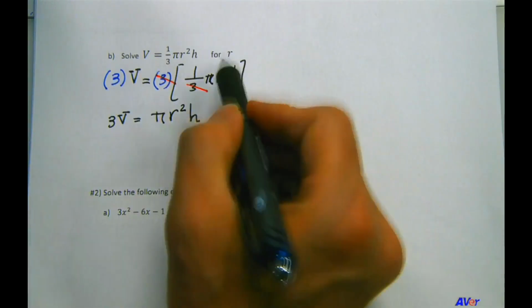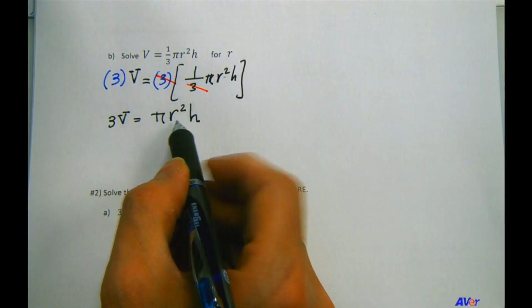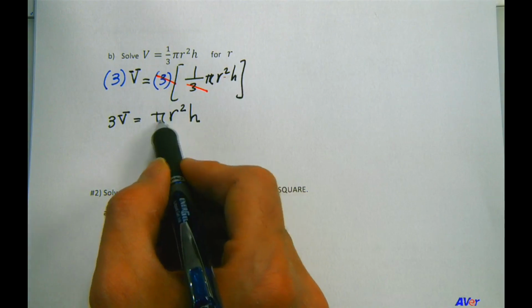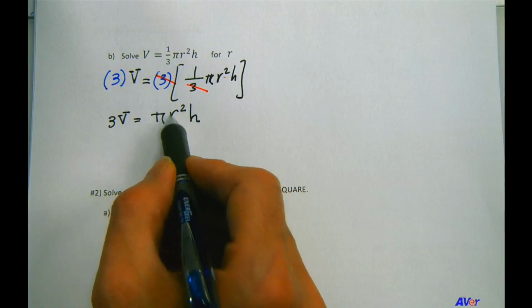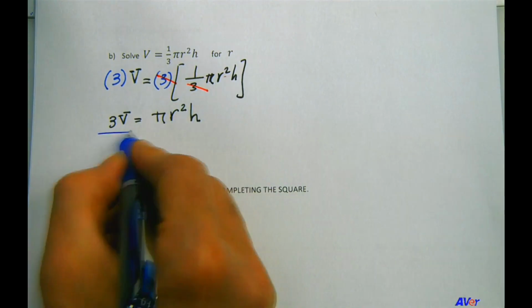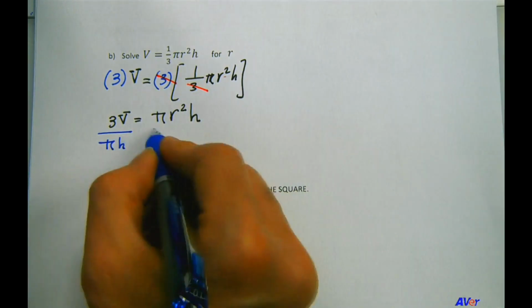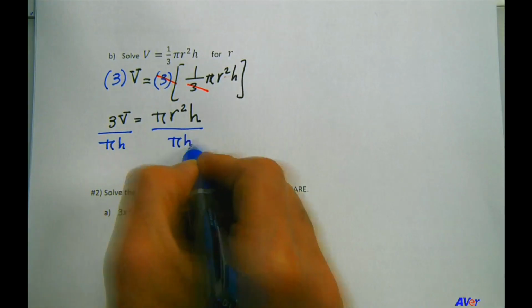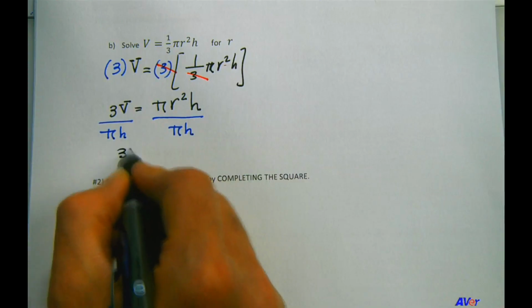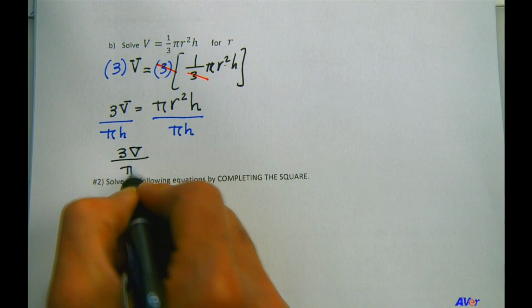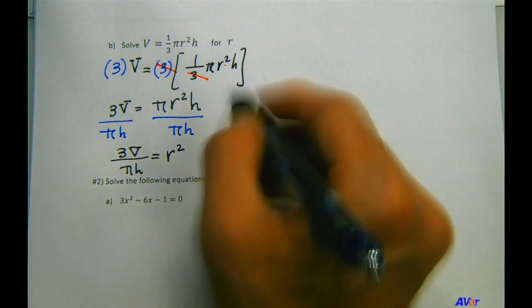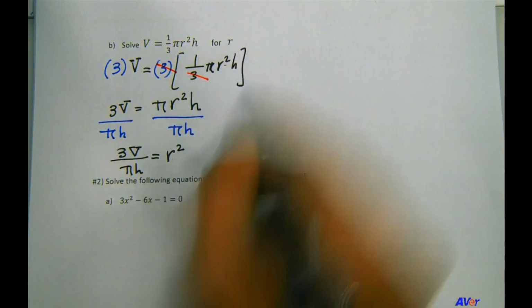Okay? So we're solving for r. We need to, for now, isolate the r squared term. How can we do that? For now, pi and h are being multiplied by r squared. So let's divide both sides by pi h. Pi h. What do we end up with? We end up with, on the left, 3V over pi h equals r squared. We're not done, right? Because we're solving for r, not r squared.